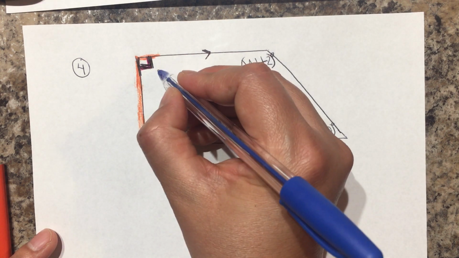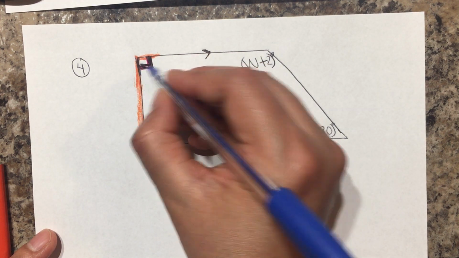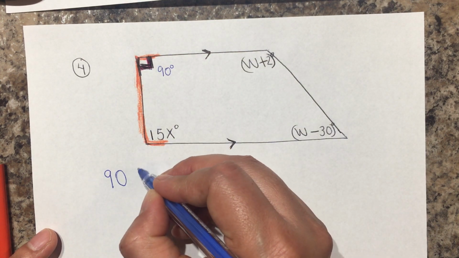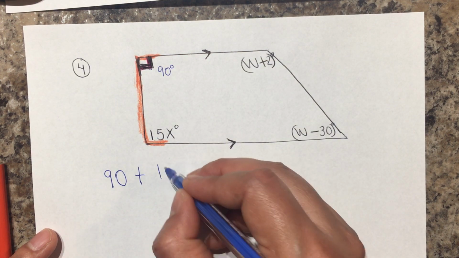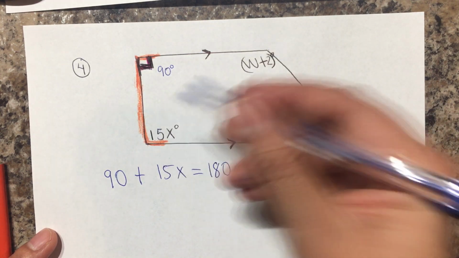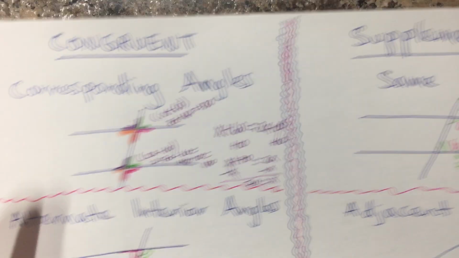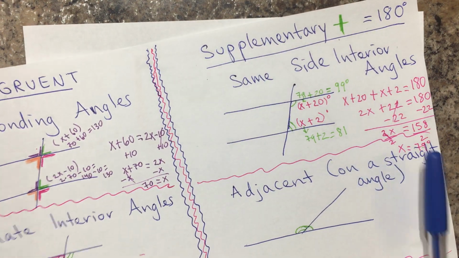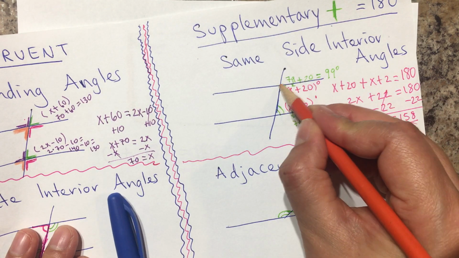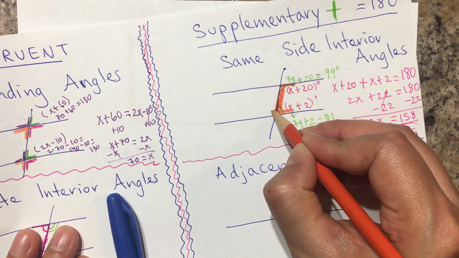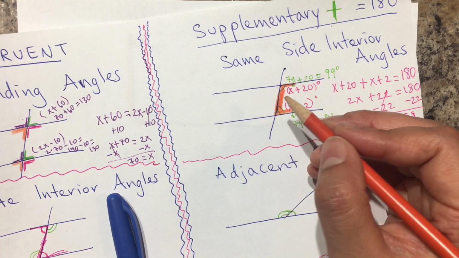So we know that when we have this little square, that's 90 degrees. So we put 90 degrees plus 15x equals 180. These are supplementary because of the letter C, right here. Same side is these angles right here. Or we can also have them on this side, okay? It's a backwards C.